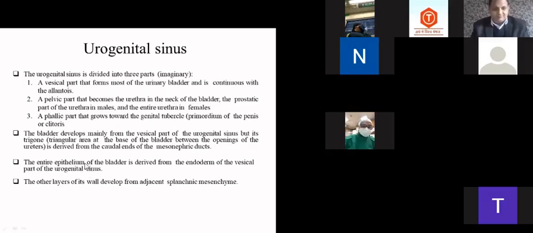And the entire epithelium, as we can see, the urogenital sinus is endodermal and the mesonephric ducts are mesodermal, and the trigone area is developing from the mesonephric ducts, whereas most of the bladder is developing from the urogenital sinus, which is endodermal. So most of the epithelium of the bladder is derived from the endoderm of the vesical part of the urogenital sinus. Even the epithelium at the trigone area, which is a mesodermal structure, will later be replaced by the endodermal lining. So the entire epithelium of the bladder is derived from the endoderm. The other layers of its wall develop from the adjacent splanchnic mesenchyme.